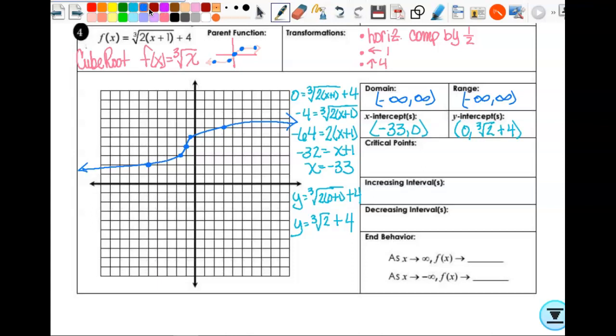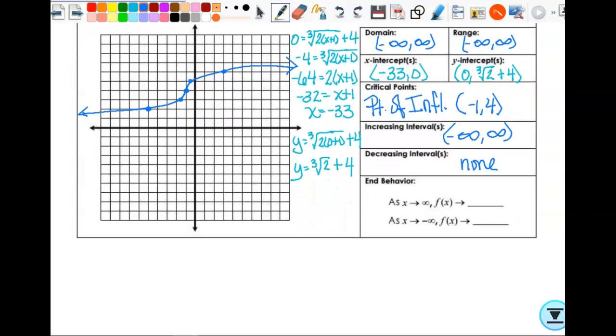All right. Do I have any critical points? I have a point of inflection. Very good. I don't have any extrema, but I do have a point of inflection. And that is at negative 1, 4. Am I increasing anywhere? Yes, everywhere, right? So negative infinity to infinity, which means this is none. And then my end behavior, as x approaches infinity, what does f of x approach? Infinity. And as we approach negative infinity, negative infinity. Very good. All right, so get that finished up.